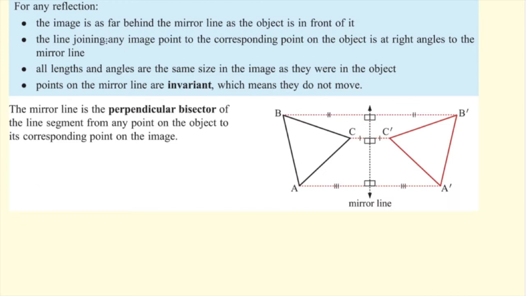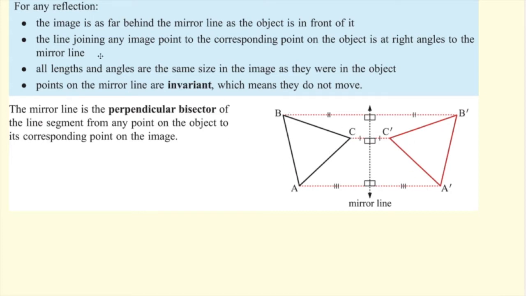All right, this is coming from an investigation. I'm just going to give you this information here, and this is something that's better seen in person. But the image is as far behind the mirror line as the object is in front of it. Meaning, if I take this black triangle as my object, this red one's my image, this distance from this mirror line is the same. It doesn't get closer or farther away, it stays exactly the same. Point C, A, and B are all the same distance away.